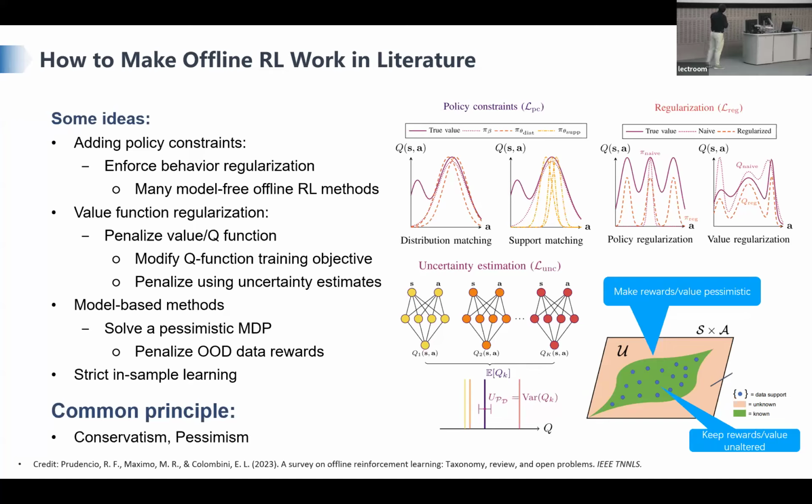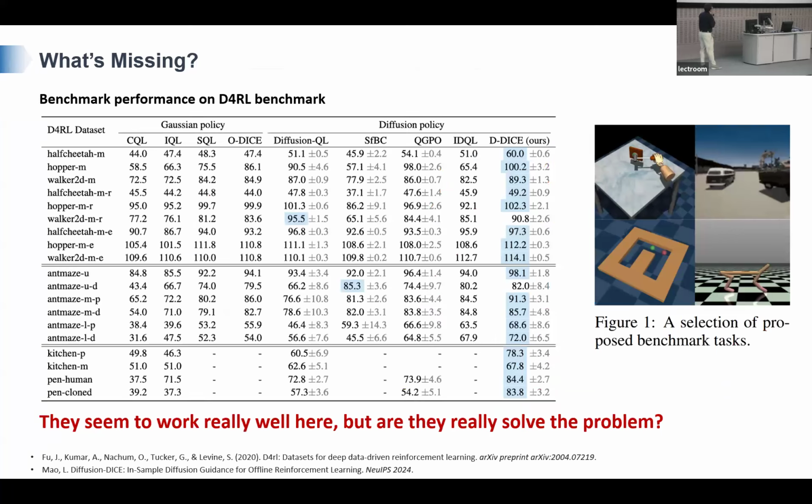Some of the latest work adopts strict in-sample learning, where we decouple the value learning and the policy optimization, and both of them strictly use in-sample data. So all of these methods actually adopt conservatism and pessimism. And if you look at some of the benchmarks in offline RL, they seem to perform really well.